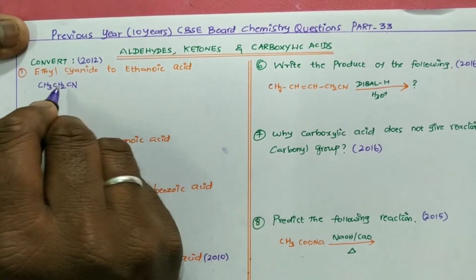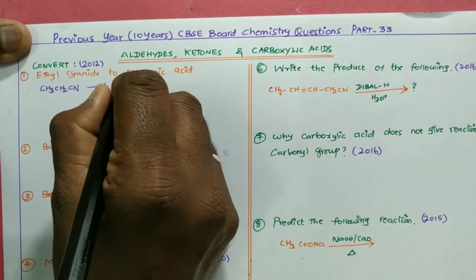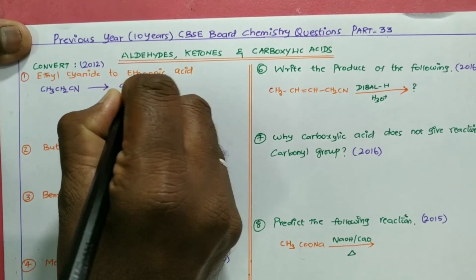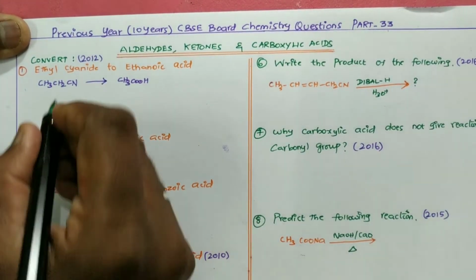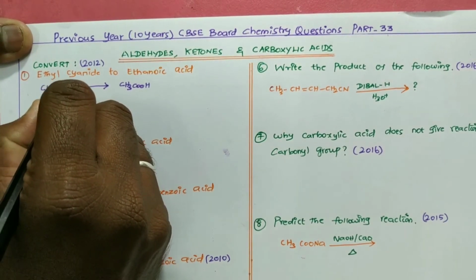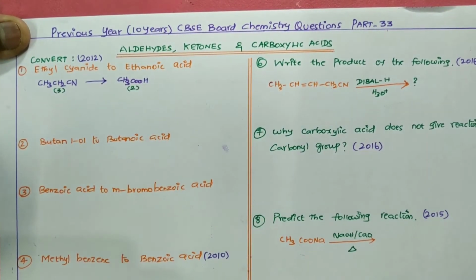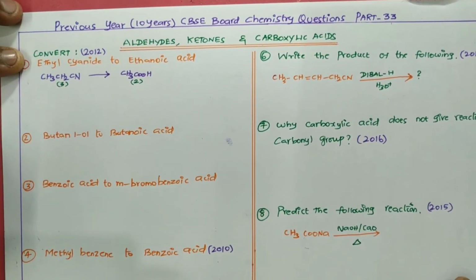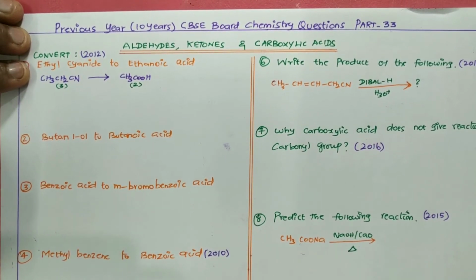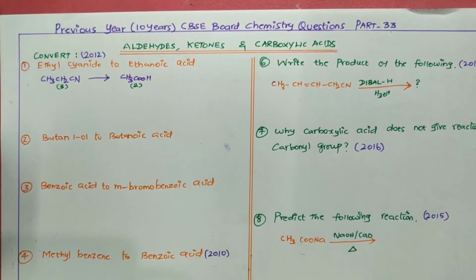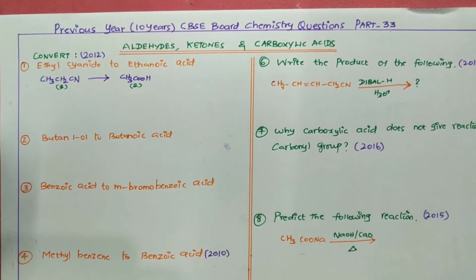So that is what we can take as ethyl cyanide, and we have to convert this into ethanoic acid, CH3COOH. So we must be very careful on this, because on the reactant side we have 3 carbon atoms, but on the product side we have only 2 carbon atoms. So we have to check. If we want to reduce 1 carbon atom, we have to use one of the steps, the Hofmann bromamide degradation reaction. If you do that, we can reduce 1 carbon atom.